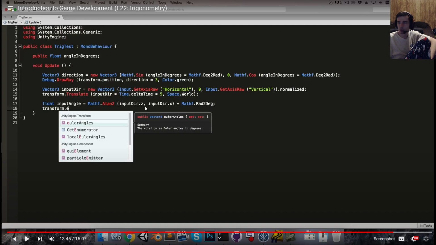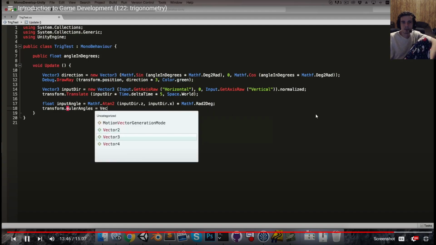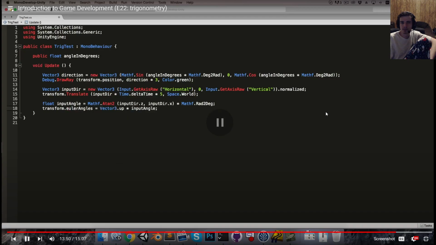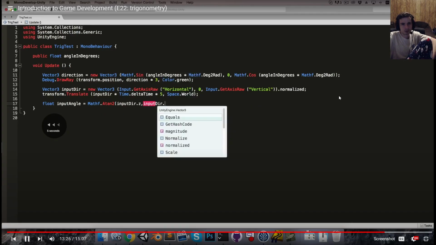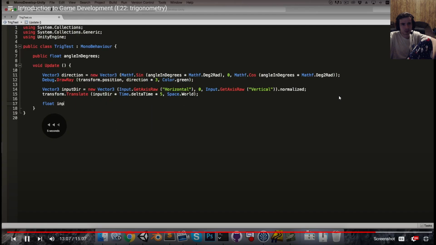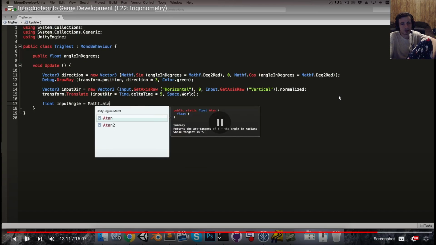I don't get why you did that. Euler angles is equal to vector3.up multiplied by the input angle. So we're just rotating our character vector around the y-axis by the input angle. Oh, that's why. Rotating around the y-axis. That makes sense. I guess I just wasn't paying attention.